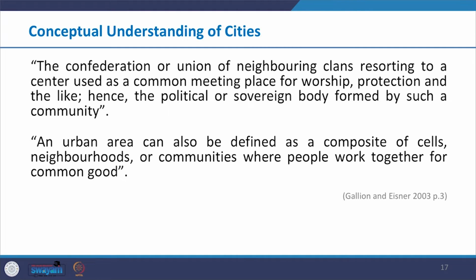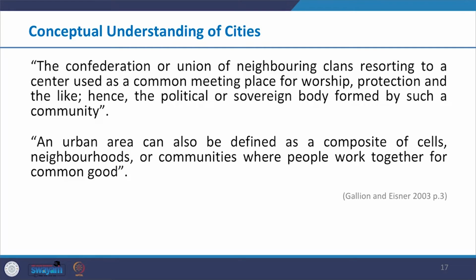Another description which we see is that an urban area can be defined as a composite of cells, neighborhoods or communities where people work together for common good. Here again we see how the composite of cells, every unit coming together, becomes an important distinction of identifying urban areas. Here also we see how communities come together for a common good. By coming together, they are all benefited by the common aspect received by them.